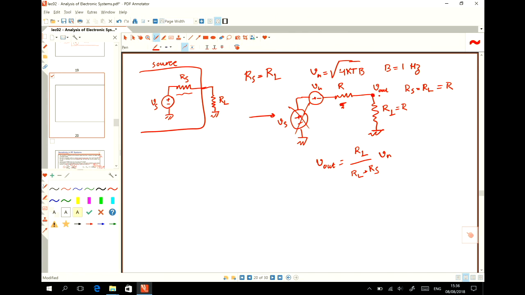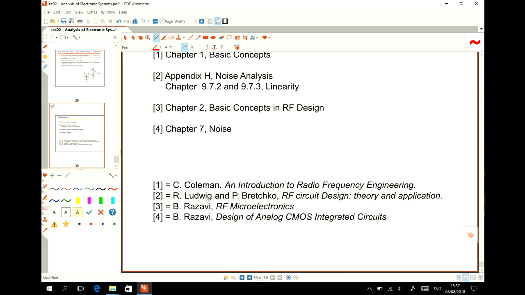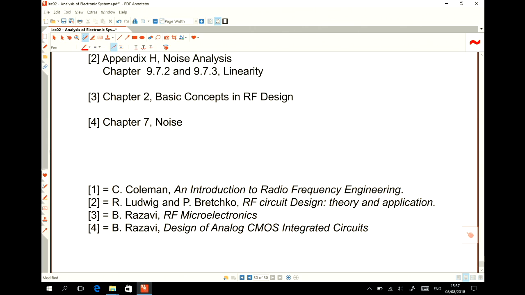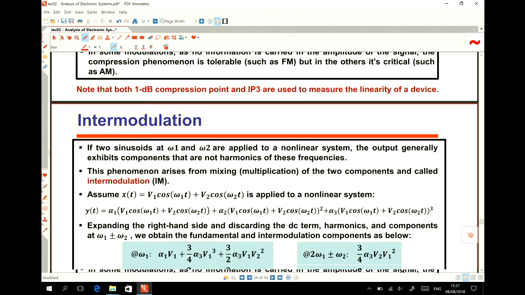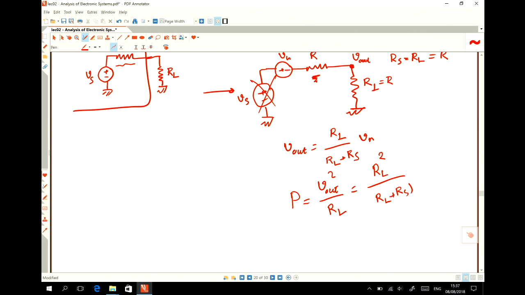So what's the power that we have at this point? So P equals V out squared divided by RL. Okay? So V out squared is RL squared divided by RL plus R, squared, times Vn squared, times 1 over RL.